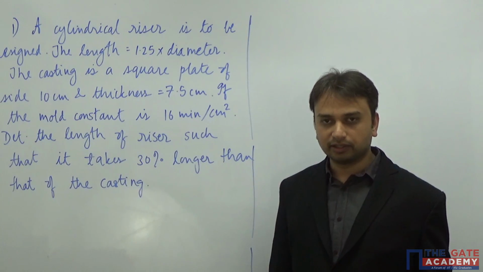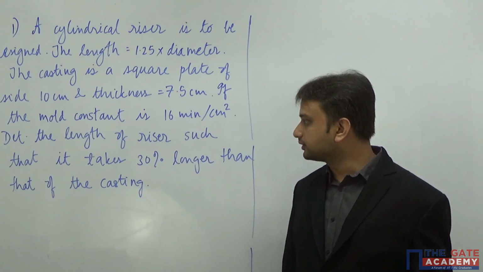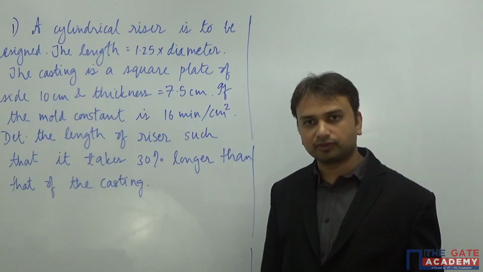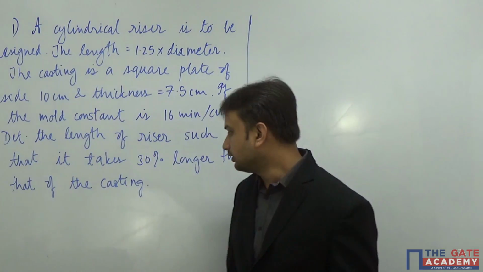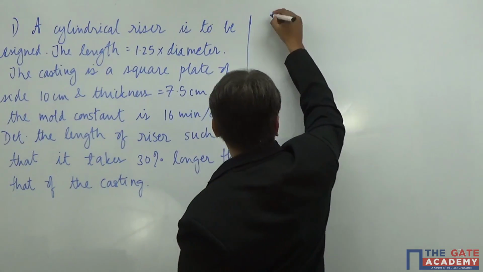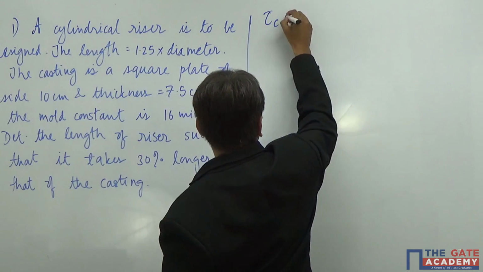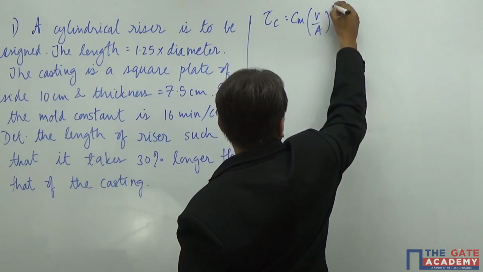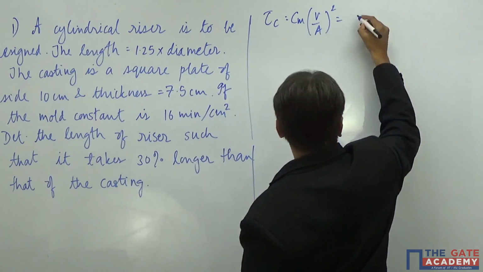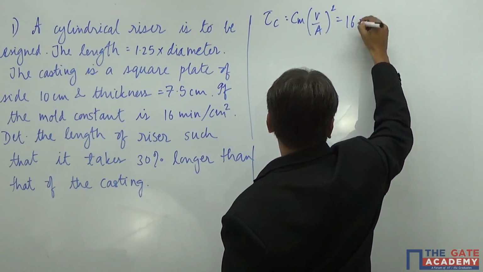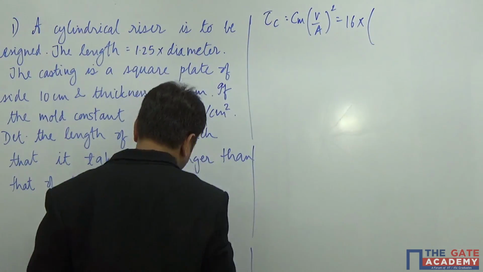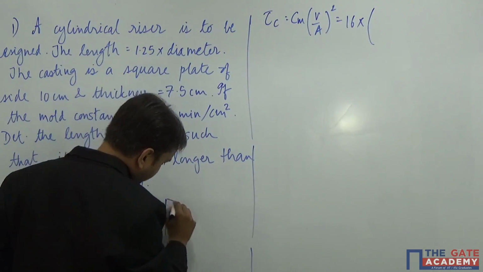Okay, so what we need to do first of all is find out the solidification time for the casting, right? Okay, so let us start. Tau for casting, Tc stands for casting, equals Cm (V by A) squared. Now Cm is given to you as 16 minute per centimeter square. Volume of the square plate would look something like this.